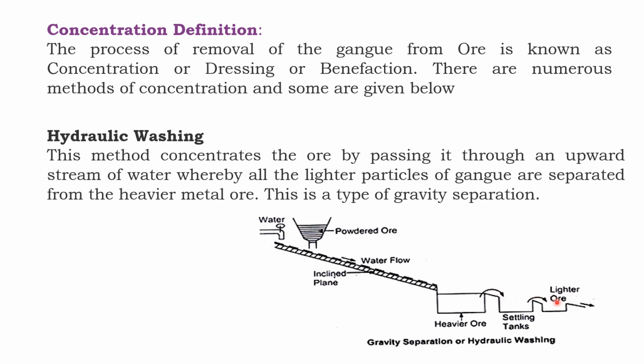So whether the ore is lighter or the impurity is lighter, we could increase the concentration of the ore by hydraulic washing. Here water is passed through the ore, and the different impurities and ore are collected in different sections. This is hydraulic washing.